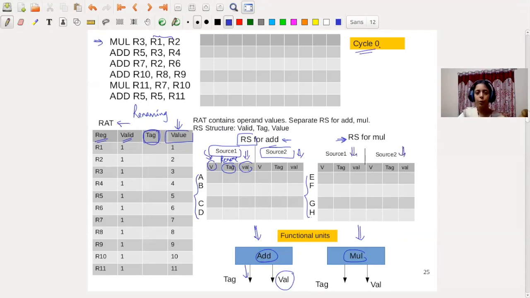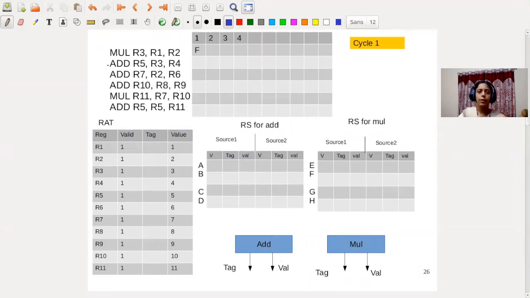So this is cycle 0, before we start the fetch of the instruction. Now let us move to cycle 1. The first instruction is being fetched, the multiply. This is the fetch stage, cycle 1.